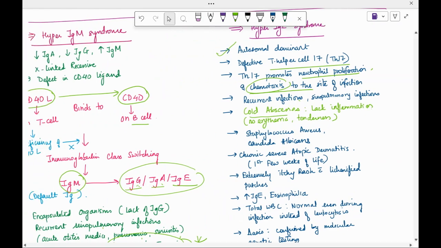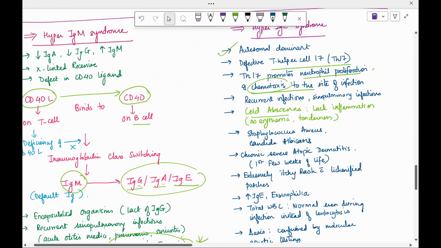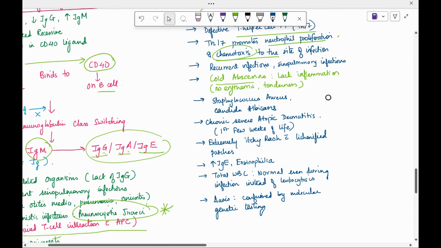So in both the hyper IgM and hyper IgE, the problem is with the T cell. Here there is a defect in the CD40 ligand, and here there is a defect in the T helper 17. So there are infections now because it is a problem with the cellular immunity. That is why you will have Staph aureus, Candida albicans.